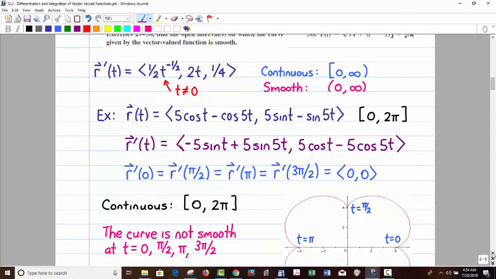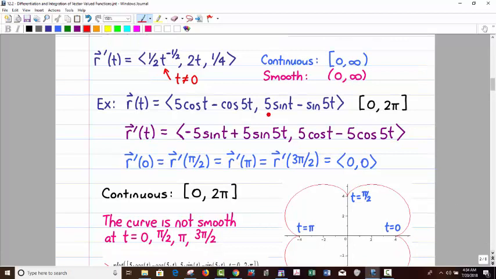I went ahead and put a graph in with this next one. So here's the r of t. I won't read all that out since you can read that, but let's take a look at the derivative. 5 cos t will be negative 5 sine t. Negative cos 5t will be positive 5 sine of 5t. 5 sine t will be 5 cos t, and then negative 5 sine t will have a derivative of negative 5 cos of 5t.